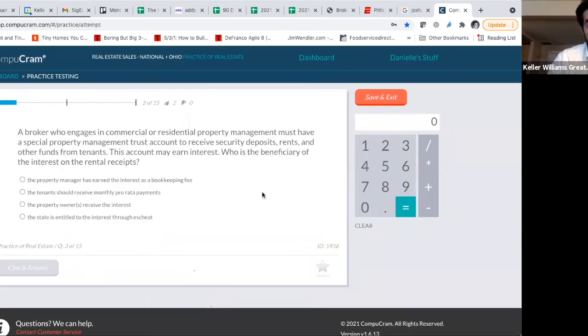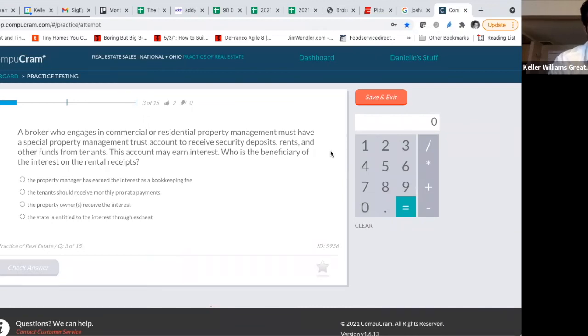A broker who engages in commercial or residential property management must have a special property management trust account to receive security deposits and other funds from tenants. This account may earn interest. Who is the beneficiary of the interest on these rental receipts?